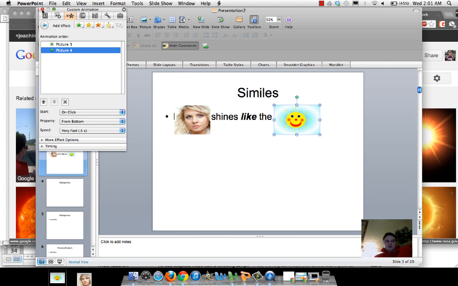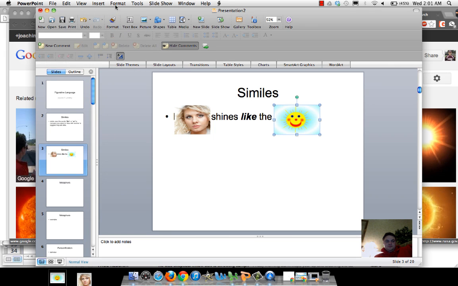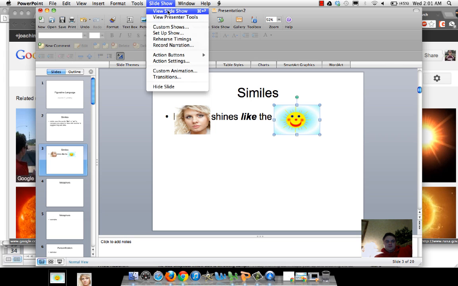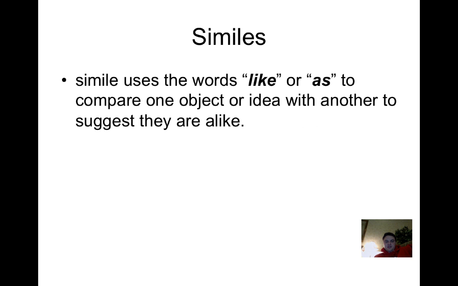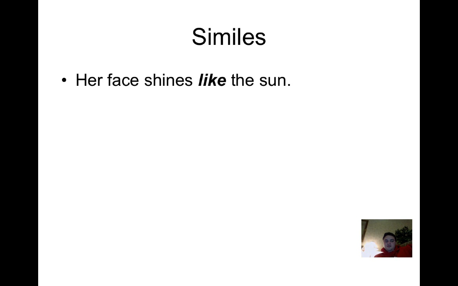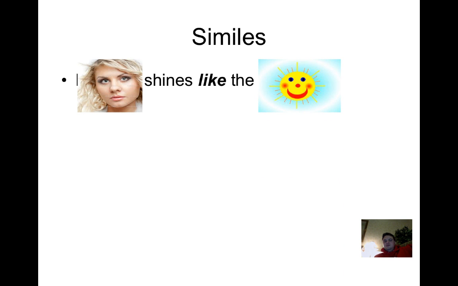Alright, now let's take a quick look at what our PowerPoint looks like so far. Figurative language. We have simile. We have the definition. Her face shines like the sun. Face, sun. Alright, so we're well on our way. Now there's plenty more that we want to do, but for right now, what I would like you to do today is to create a simile, find a picture for the two different things you're comparing. In this case, it's a picture of a person, a picture of a sun.